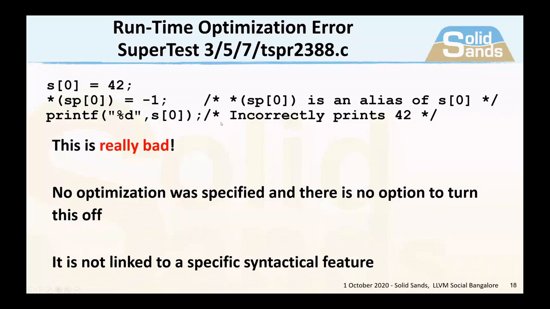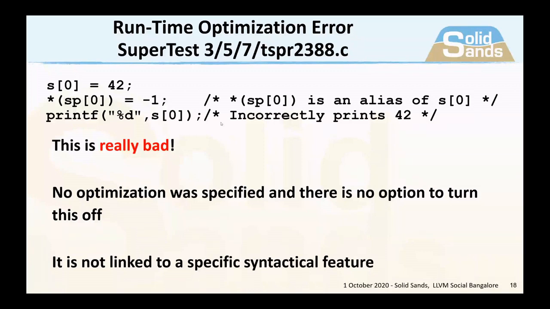And this is a really bad issue, of course, because first of all, the compiler did not specify any optimization flag. So we did not ask the compiler to optimize the code. And even worse, there was no option to turn this optimization off. So whatever you did, however you use the compiler, this issue was always present.